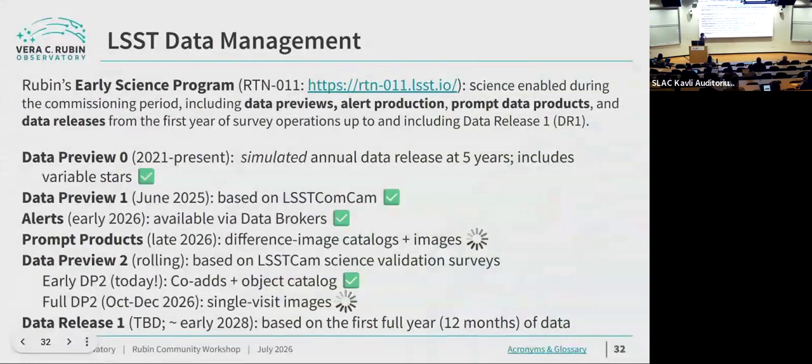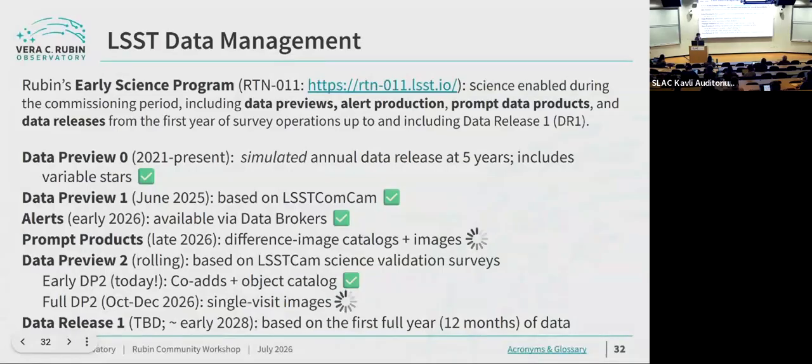We have Data Preview 1. This is based on LSST ComCam data. It was released back in June 2025. ComCam is like a smaller version of the big camera. It only has 9 CCDs on it instead of the full 205. That data is out and available now. Alerts have been available since early 2026, and you can get those from alert brokers.